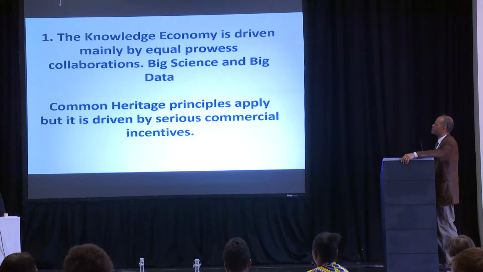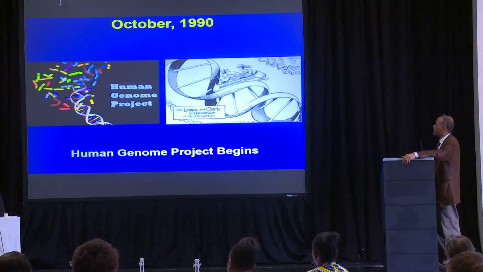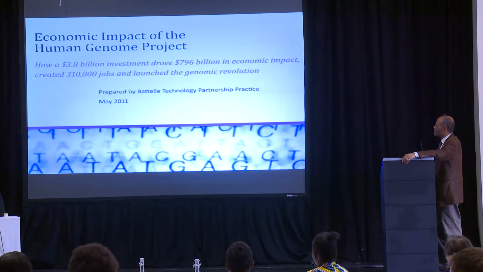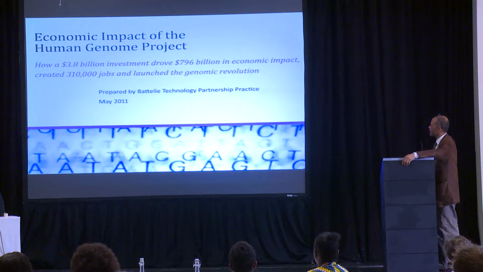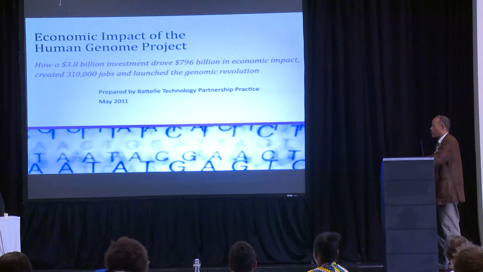So the knowledge economy is driven mainly by equal prowess collaborators, big science, big data. Common heritage principles apply, but it's driven by serious commercial incentives. So here we talk about the Human Genome Project, for example. It started in 1990, ended in 2003. And look at the outputs of the Human Genome Project. In about 10 years, 3.8 billion was invested by the developed countries that were involved, and they realized almost 800 billion in return in economic impact, creation of thousands of jobs, and launching the genomic revolution. So this is the bioeconomy.